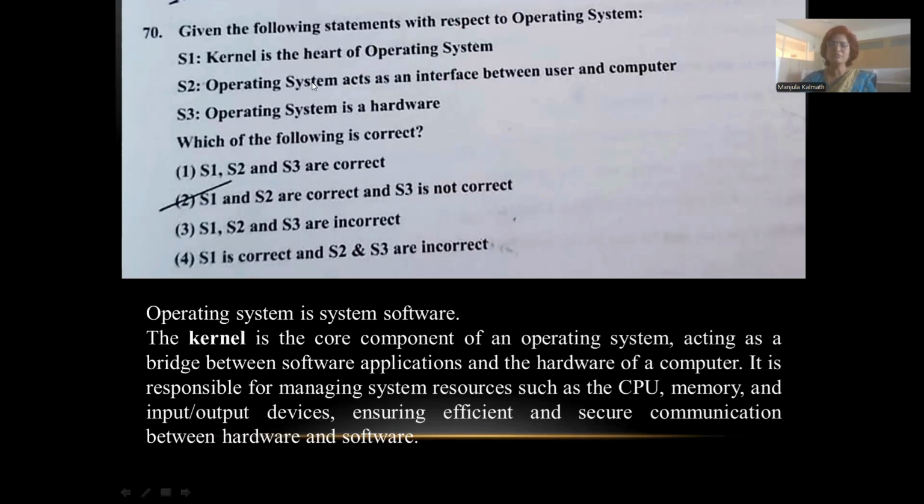So the operating system makes the entire hardware of the system work like a computer. So here S1 and S2 are the correct options.